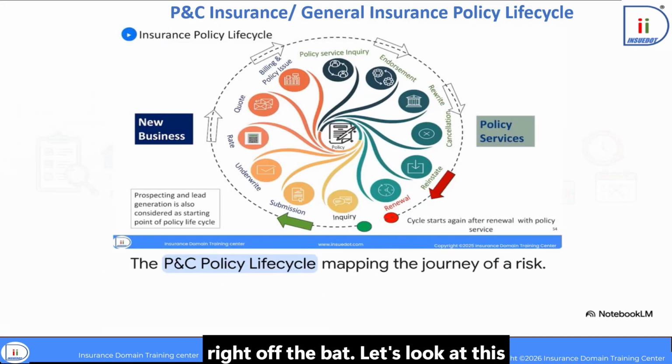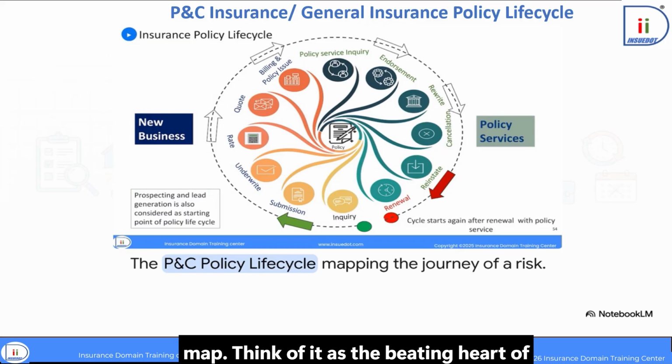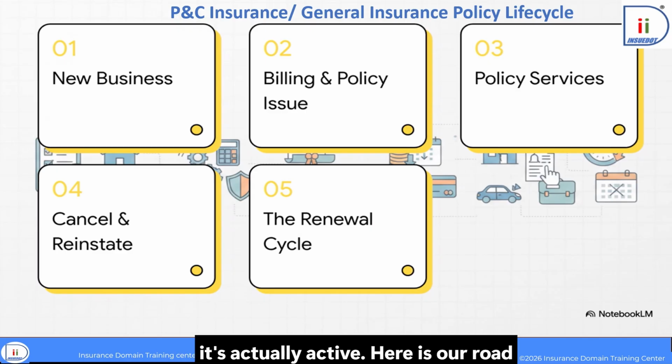Right off the bat, let's look at this map. Think of it as the beating heart of any global insurance operation. Notice how it's basically split into two distinct hemispheres. Over on the left, with those orange and yellow petals, we have the creation of a policy, the steps we take to acquire a customer and evaluate their risk. And then on the right side, in the greens and teals, we've got the maintenance of that policy once it's actually active. Here is our roadmap for today.